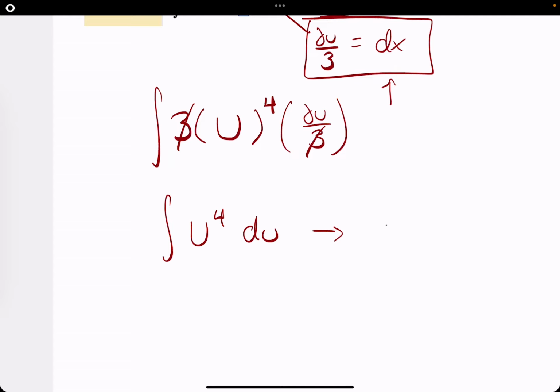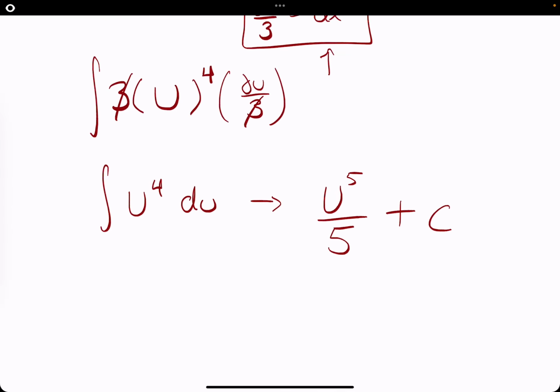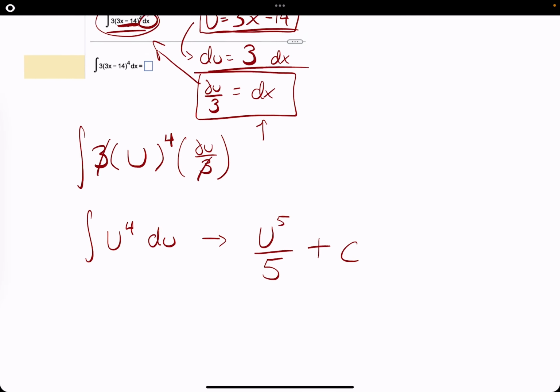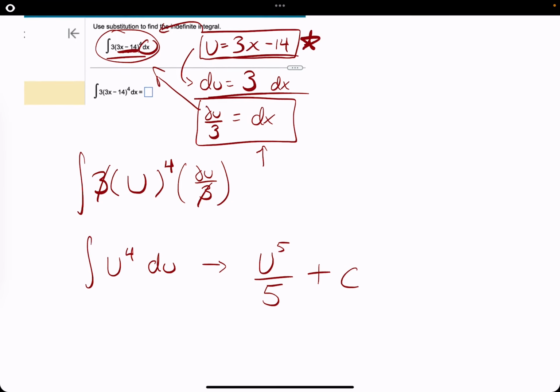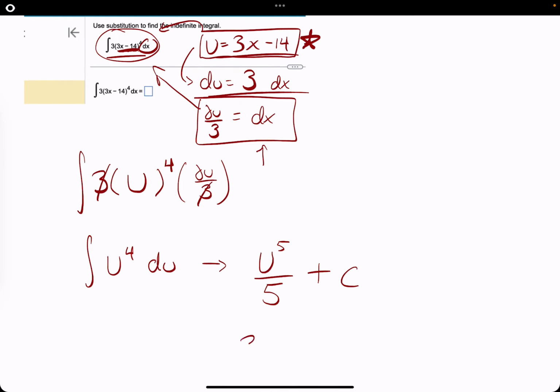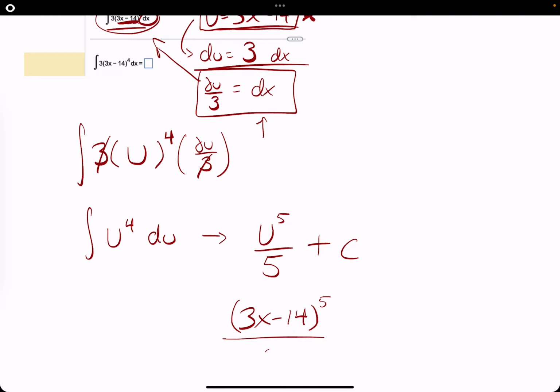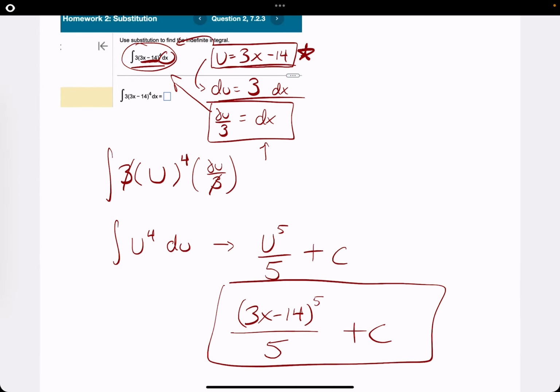What's the antiderivative of u to the 4th? Using the reverse power rule, we add 1 to the exponent, and we divide by that new exponent, and we add c. But then before leaving it just like this in terms of u's, we have to get everything back in terms of x by plugging in 3x minus 14 in place of the u. So we have (3x - 14)^5 over 5 plus c. And that is our answer.